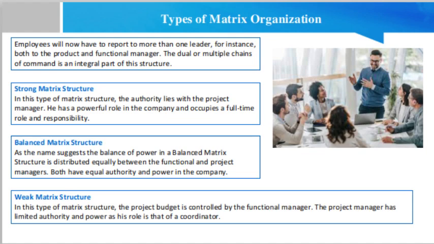Weak matrix structure. In this type of matrix structure, the project budget is controlled by the functional manager. The project manager has limited authority and power as his role is that of a coordinator here.